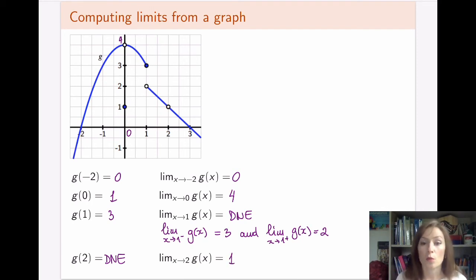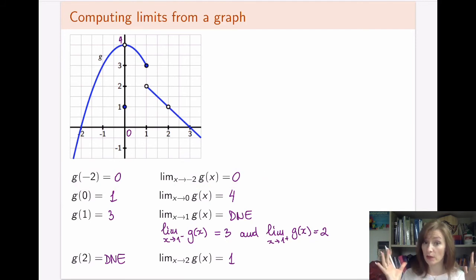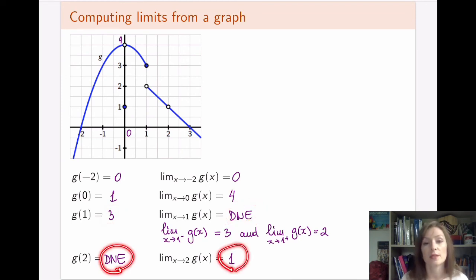This is a very important slide here because it shows you that all things are possible. So look, in the first one, the function is 0 and the limit is 0. So the function value and the limit value could be the same. In the next one, the function value is 1, but the limit is 4, which means that they could be different. The next one is the function value is 3, but the limit doesn't exist at all. And in the final one, the function value doesn't exist, but the limit does, which means all possibilities are in fact possible. All combinations can actually occur.